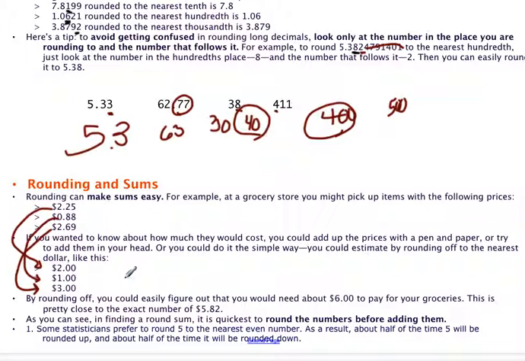You are pretty close to the exact number of $5.82 if we added it all together. You would know you would for sure need at least $6 to buy these groceries. In finding a sum, it's quickest to round the numbers before adding them. Some people prefer rounding 5 to the nearest even number, and a lot of times half of the time 5 will be rounded up, half the time it'll be rounded down. But here at Olson, if it's 5 or higher, we will be rounding up. So you can keep these things in mind as we work on our rounding lessons.